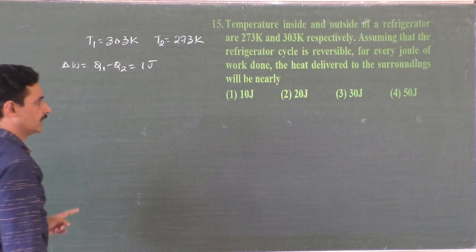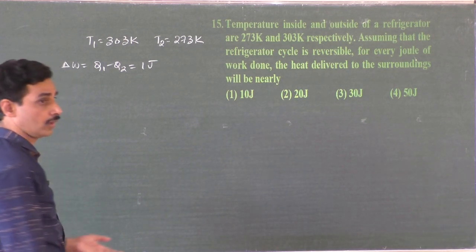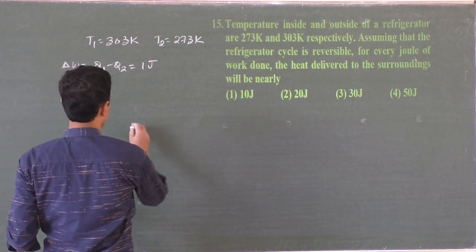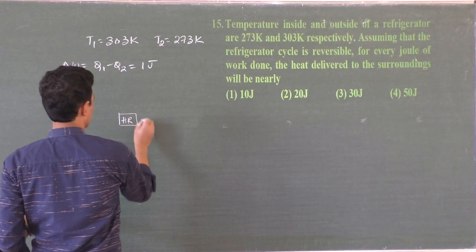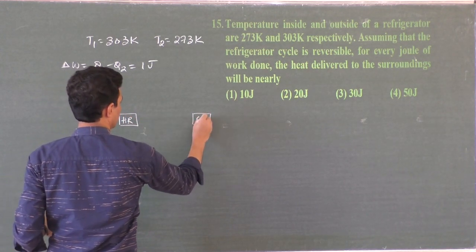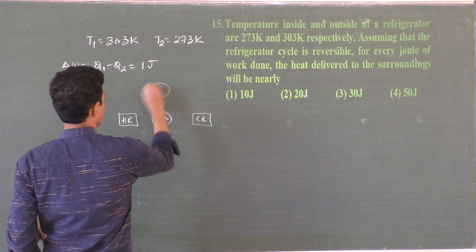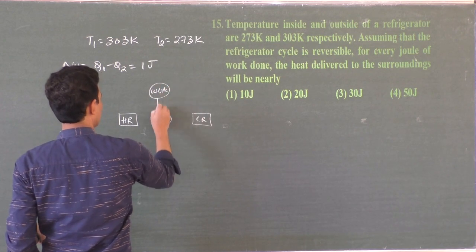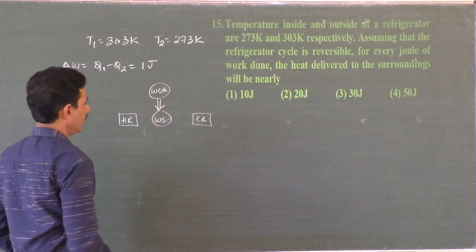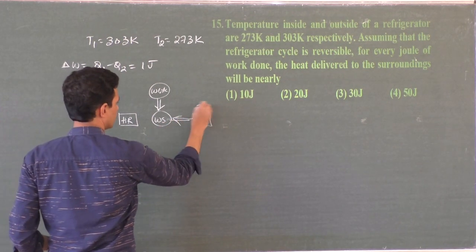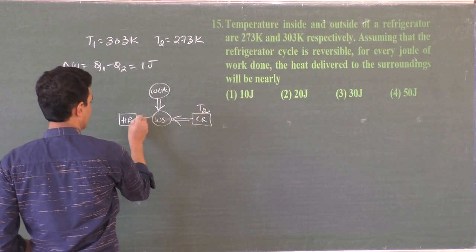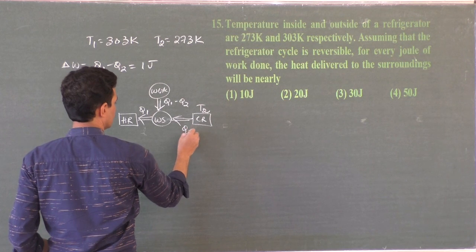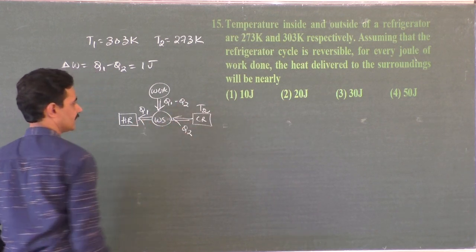For every 1 joule of work done, what is the heat delivered to the surroundings? You know how a refrigerator works? It works opposite to the Carnot cycle. Here is a hot reservoir, here is the cold reservoir, here is the working substance, and here is the work done. The working substance is the gas. Work is done on the gas, it is compressed, and the gas absorbs heat energy from the cold reservoir. Both are added and given to the hot reservoir. That is Q1, because this is Q1 minus Q2, and this absorbed is Q2. This plus this gives Q1. That is how it works.